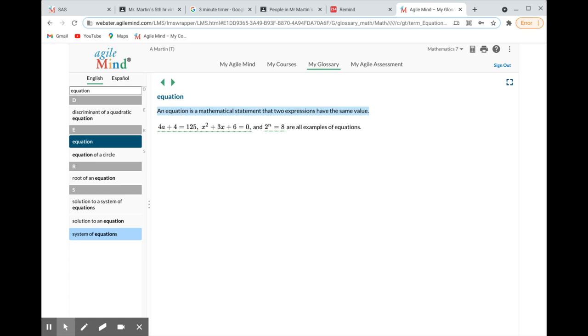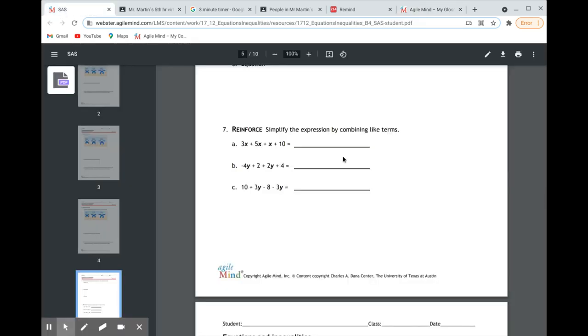And this is question 6 and 7 in your workbook. So on question 6, you were writing down these definitions. And then on question 7, we're actually going to work on simplifying expressions by combining like terms. Remember, like terms are terms that are similar. And so I'm going to pull those up now. And so I want you to work on these.